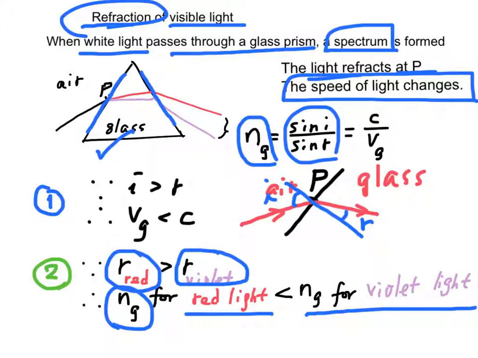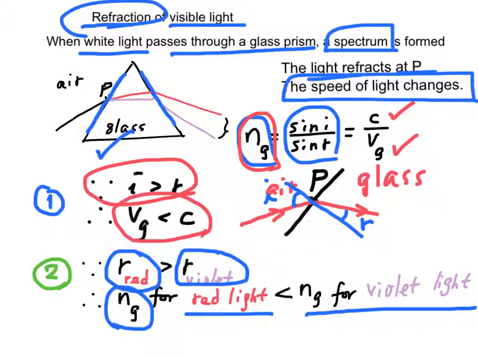Also, refractive index of glass equals the speed of the light traveled in vacuum over the speed of the light traveled in glass. Because i is larger than r, therefore the speed of the light in glass will be smaller than that in vacuum.